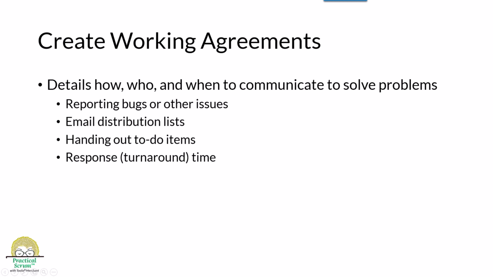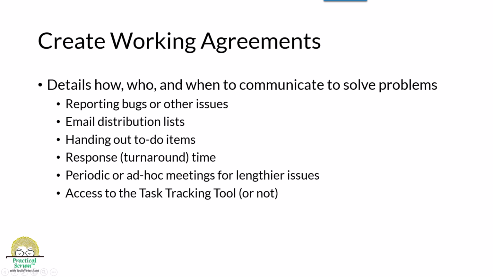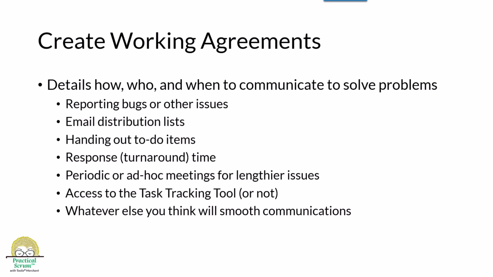What is the turnaround time for simple fixes? If there's a more complicated problem, when will you meet to discuss and resolve it? Your working agreement should include all of these examples and more. Remember when we discussed having a Scrum of Scrums meeting? Well, someone from the peripheral team should probably attend that too. If so, invite them to attend regularly.